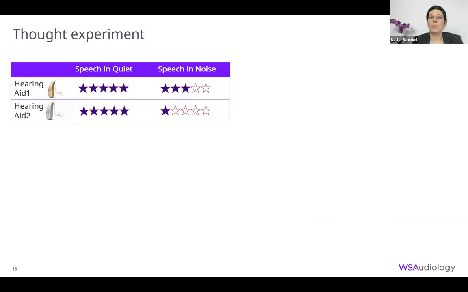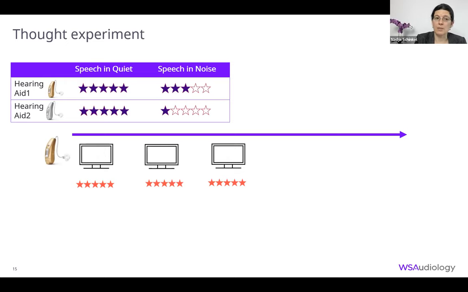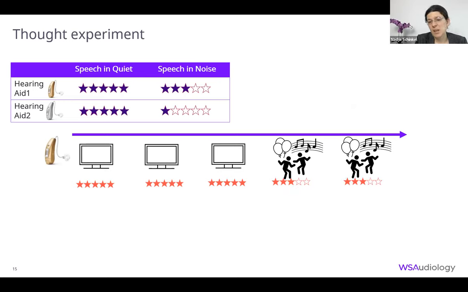So you may ask, okay, why is it a problem if they behave differently in the two programs? And I would like to invite you to a little thought experiment. Imagine we have two hearing aids. Both are great for speech in quiet. And for speech in noise, one hearing aid is okay, and the other one is really bad. Our participant first tests the first hearing aid. During the week, the participant watches a lot of TV and gives it 5-star ratings because it's speech in quiet. At the weekend, he goes to a party. The hearing aid is okay, but he's having a great time.